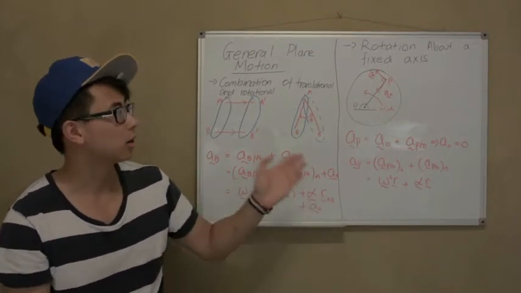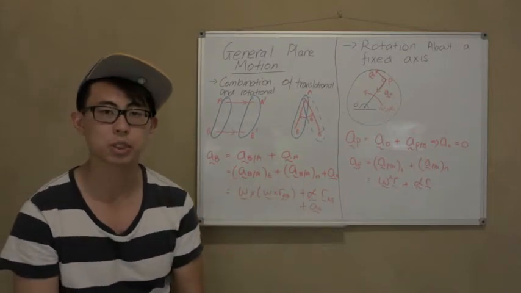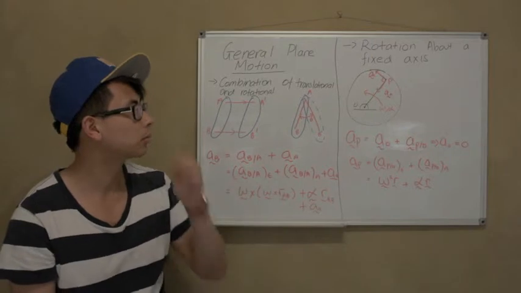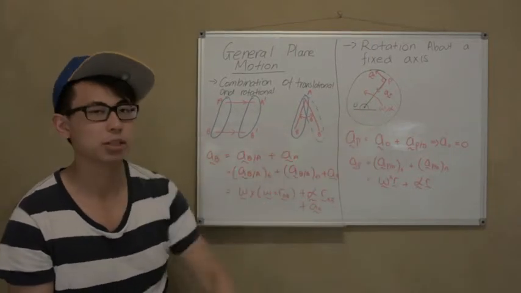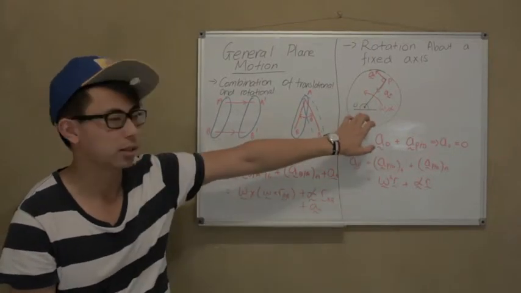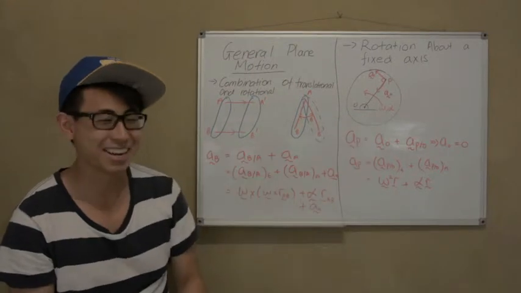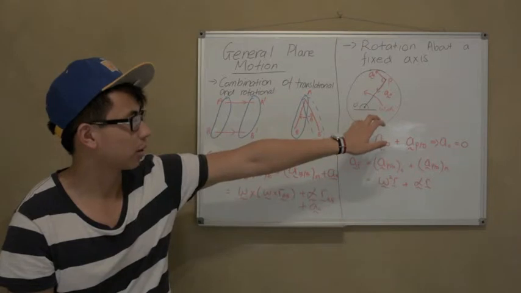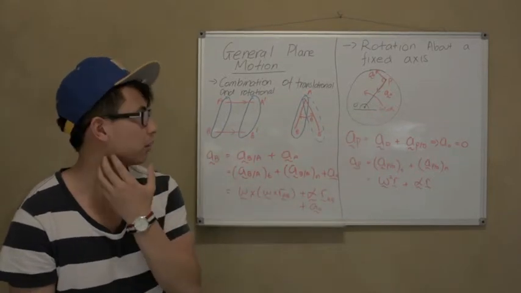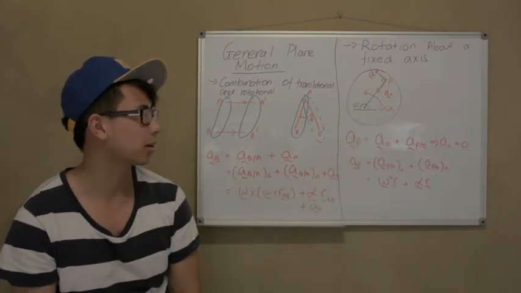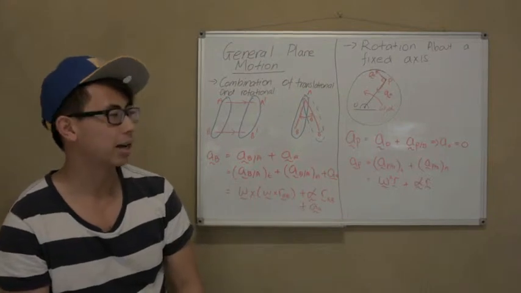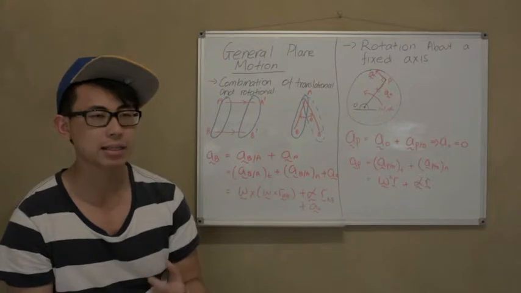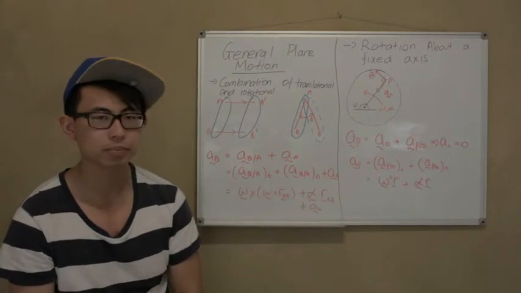This leads us on to rotation about a fixed axis, which is a special case which makes life a lot simpler. So as you can see from this rigid body here, it's rotating about point O in an anti-clockwise direction with angular velocity omega and angular acceleration alpha. A_N is towards the center and A_T is perpendicular to A_N.